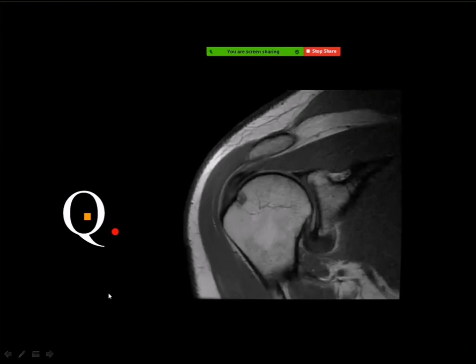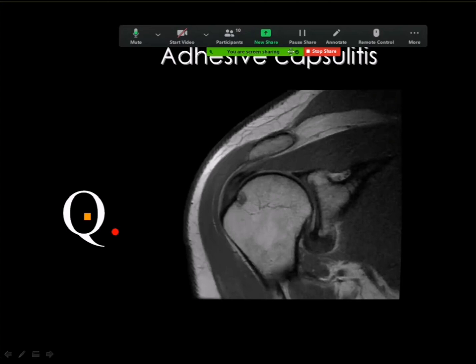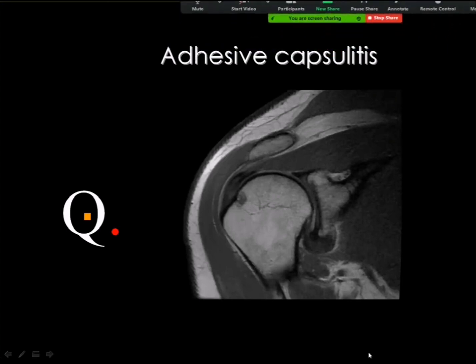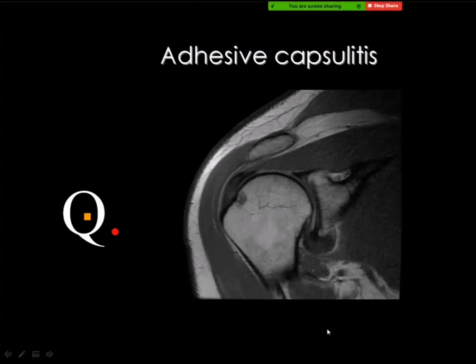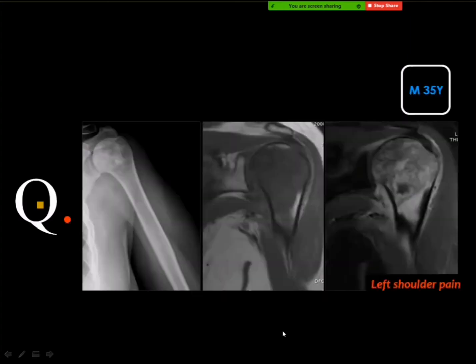This is MRI of the shoulder and is not aiming for the supraspinatus tendon, but aiming for the inferior glenohumeral ligament, which shows adhesive capsulitis. Yes, adhesive capsulitis or a frozen shoulder because of the marked thickening of the inferior glenohumeral ligament and the tightness of the ligament. This is diagnostic of adhesive capsulitis.